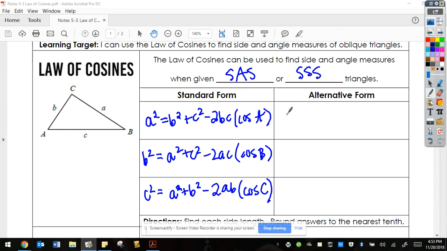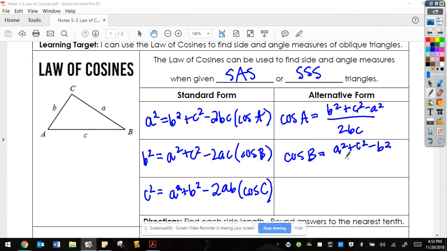All right, and the alternative form is if you're looking for an angle, then use: cosine of capital A equals b squared plus c squared minus a squared all over 2bc. Cosine of capital B is a squared plus c squared minus b squared all over 2ac. Cosine of C equals a squared plus b squared minus c squared all over 2ab.